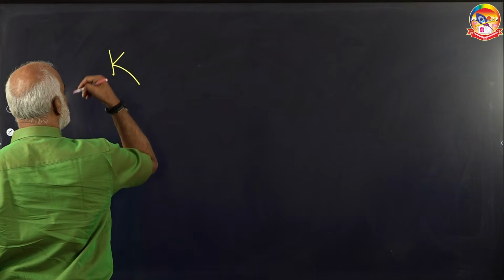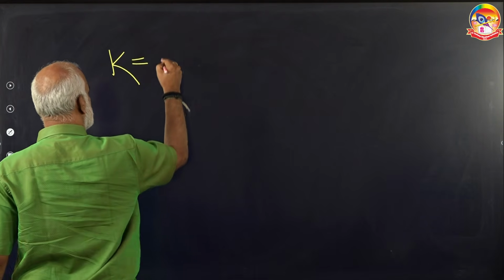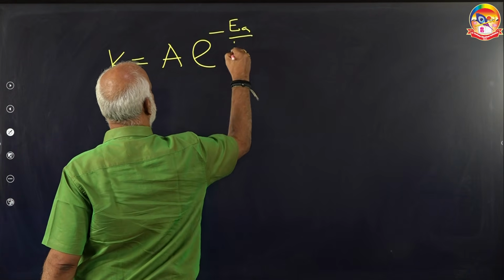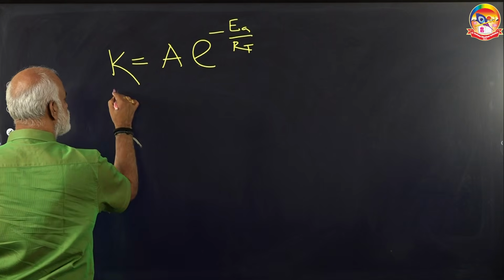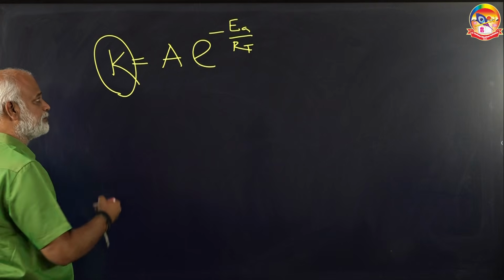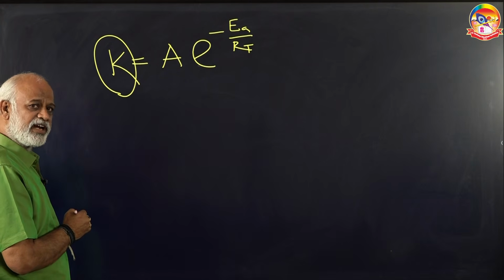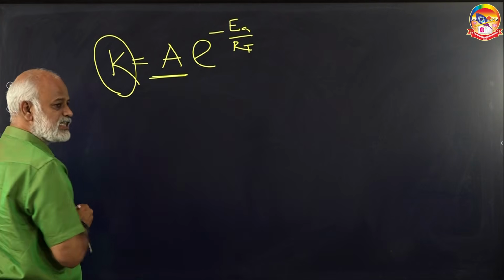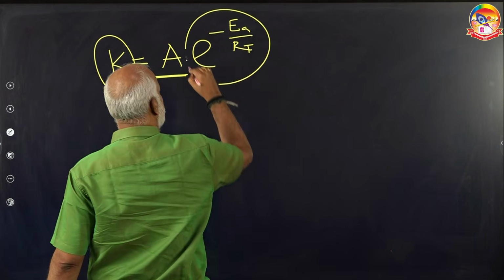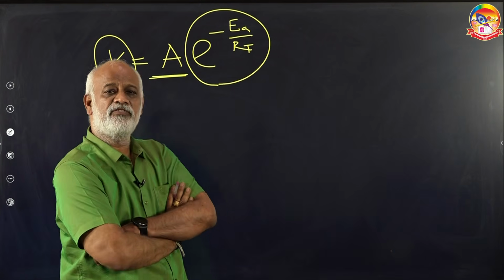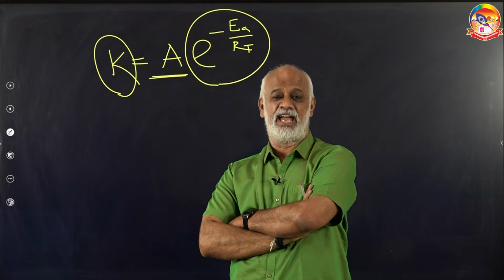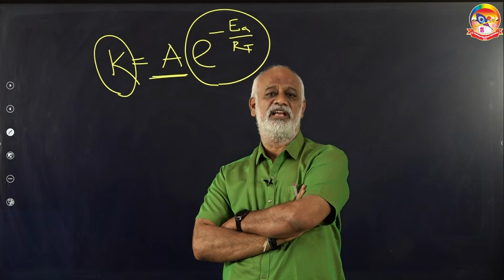According to Arrhenius, rate constant K is equal to A into e to the power minus EA by RT. Let me be very clear on each one of them. This is called rate constant. What is rate constant, we will see later, which is actually a measure of rate. And then a pre-exponential factor called Arrhenius factor. And this is actually a very important thing. Fraction of molecules whose energy is greater than EA, greater than activation energy.